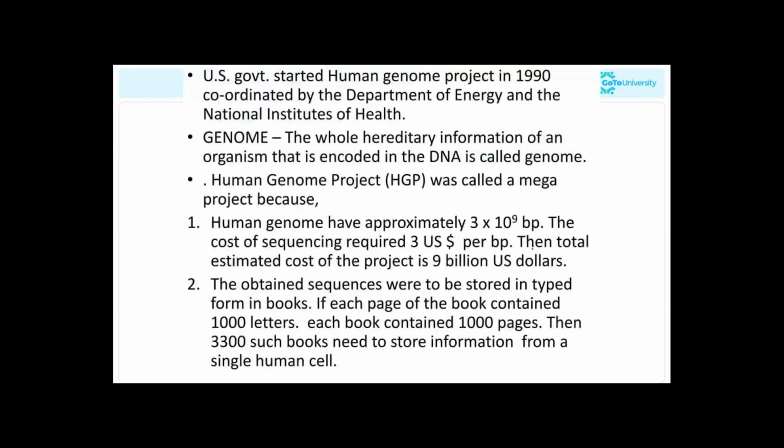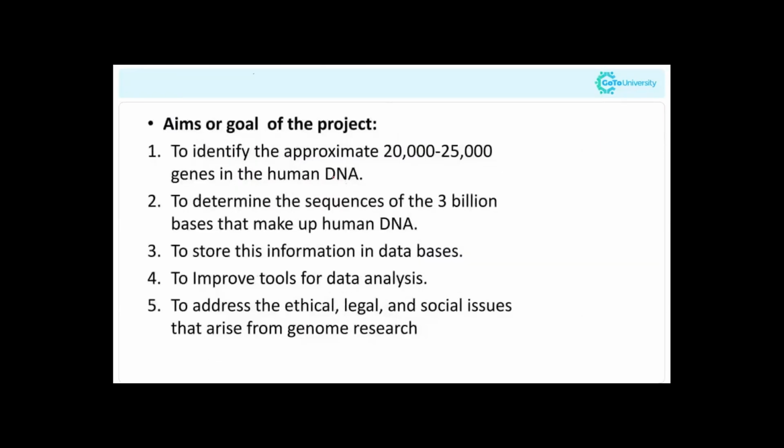So what is this about? The government started the project in 1990, coordinated by the Department of Energy and the National Institutes of Health. Here, the whole hereditary information of an organism that is encoded in the DNA is called the genome. The human genome has approximately 3 x 10^9 base pairs. So what they planned is to identify the approximately 20,000 to 25,000 genes in the human DNA, and to determine the sequences of the 3 billion bases that make up the human DNA, and to store this information in databases.